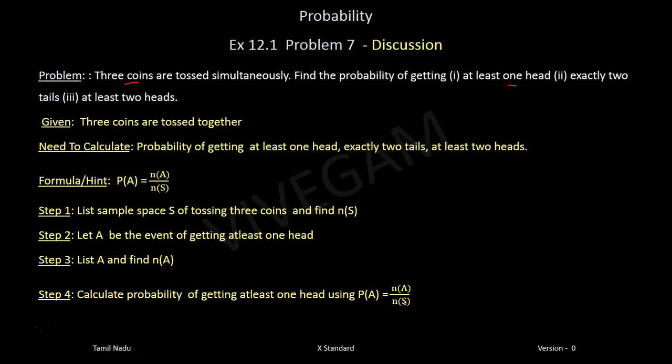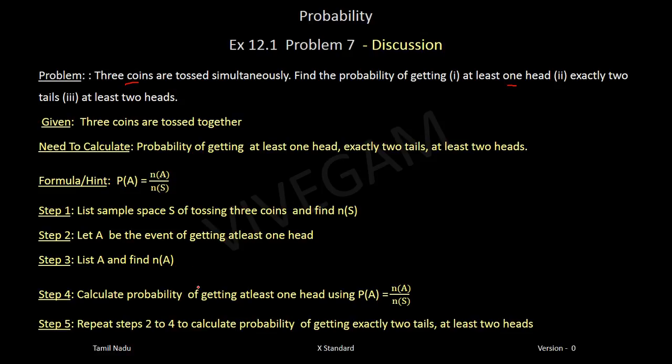The same thing we need to do for the second part and the third part. For exactly 2 tails, you'll have to define the event. Let B be the event of getting 2 tails, find N of B and then find the probability of B. Similarly for C, at least 2 heads. Let C be the event of getting 2 heads, find N of C and then find the probability of C. So this is how we need to do this problem. So let's get going.